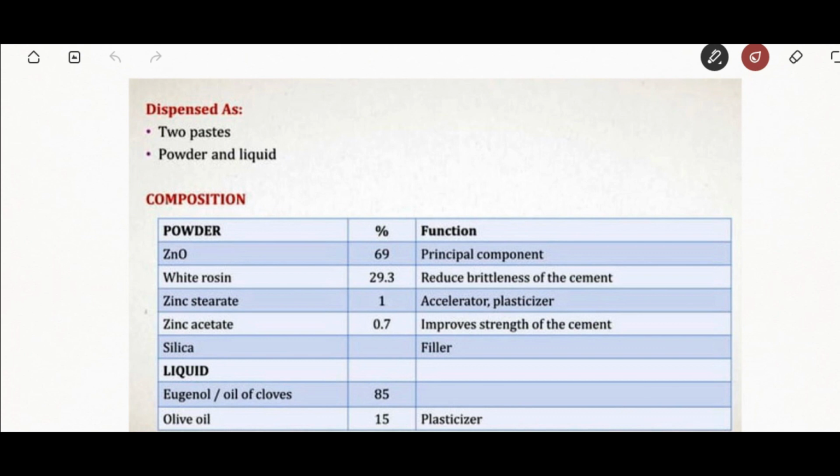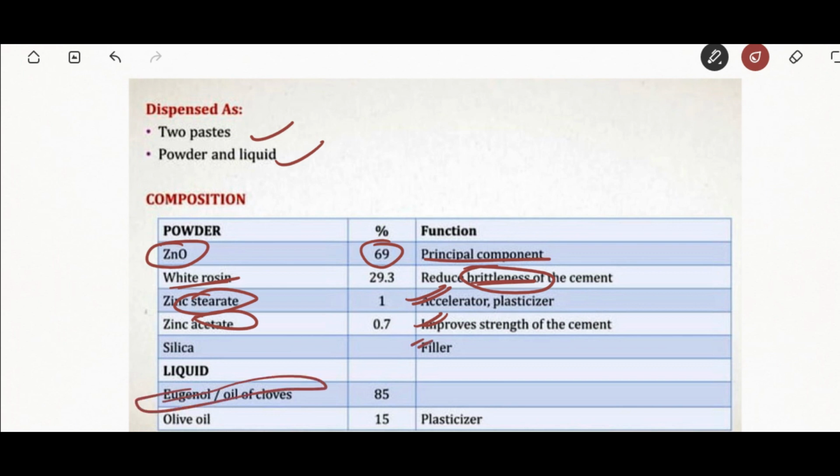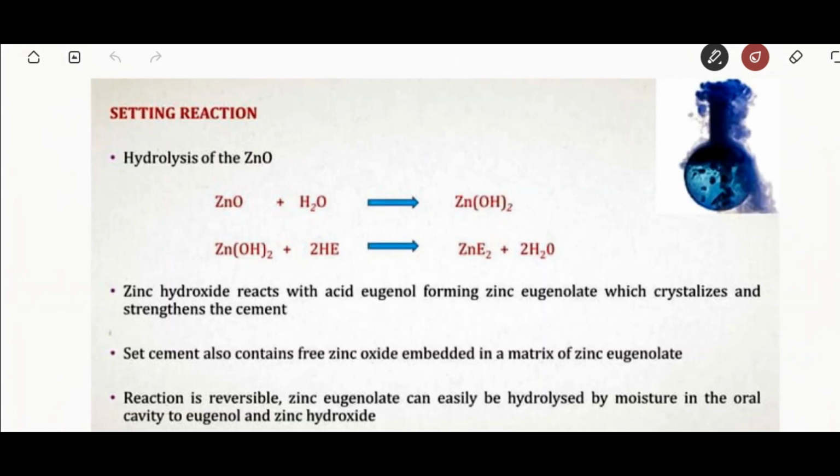The powder consists of zinc oxide, which is the principal component, and white rosin that reduces the brittleness of the cement. So what is the function of white rosin in zinc oxide eugenol cement? It reduces the brittleness of the cement. It also has zinc stearate and zinc acetate. The stearate acts as an accelerator and zinc acetate improves the strength of the cement. What is the liquid component? It is eugenol, or oil of cloves, along with olive oil.